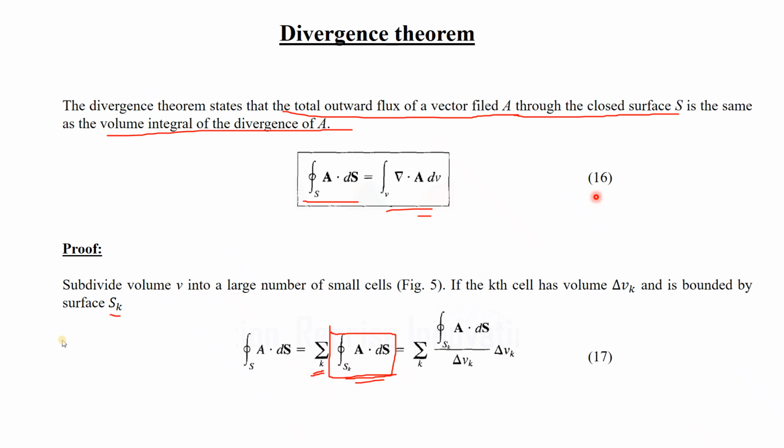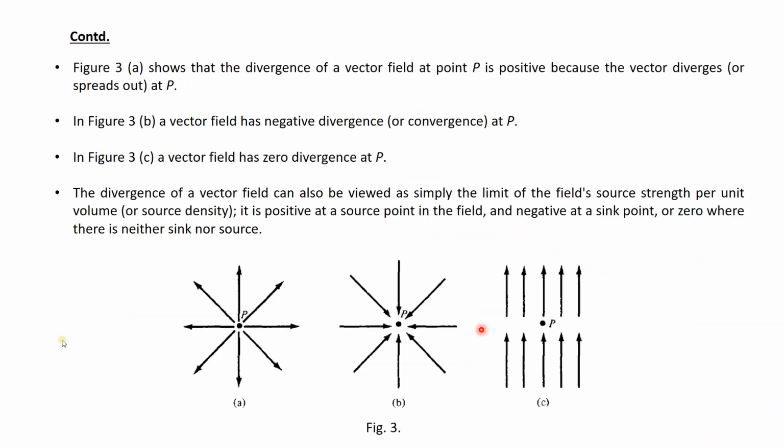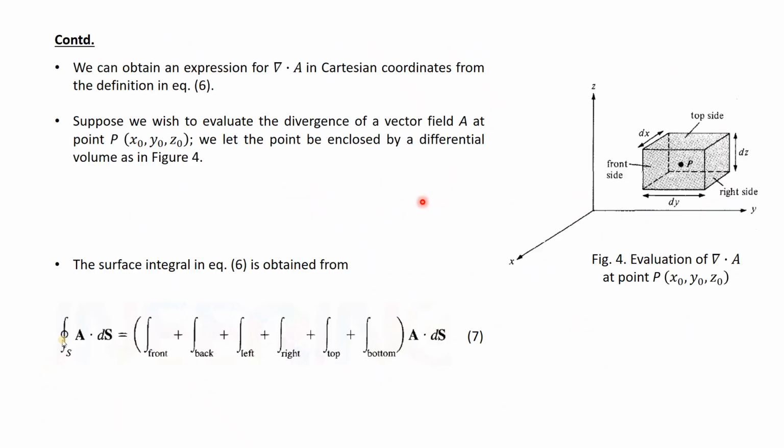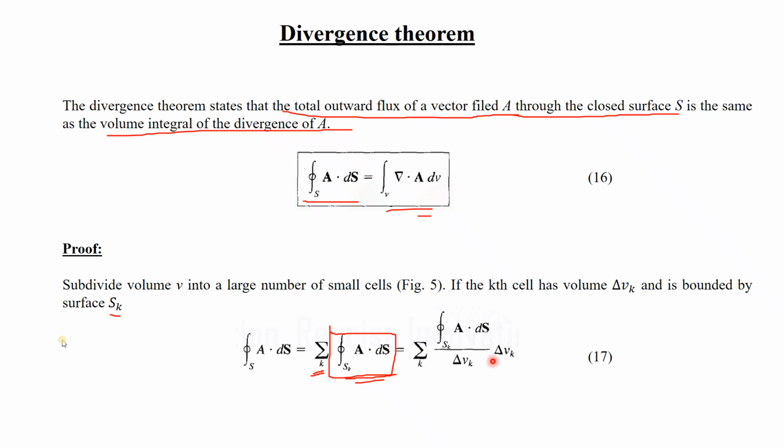Okay. So now taking the right-hand side of equation 6. What was this equation? This was the divergence equation. That means the closed surface integral per unit volume, where the volume tends to 0. So for this case, we have come to this conclusion: the total surface is equal to the summation of the surfaces of the small cells.